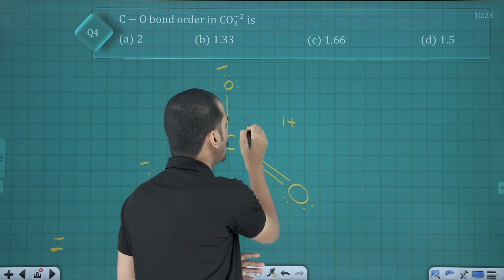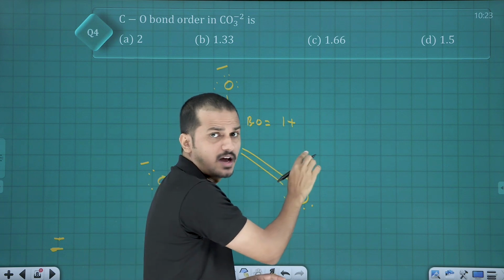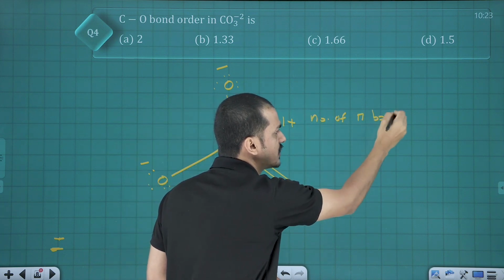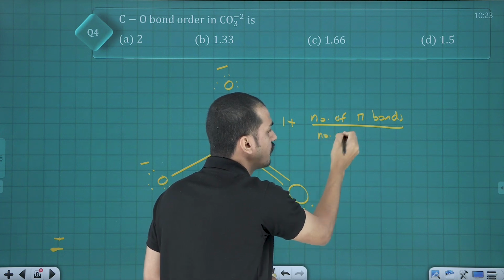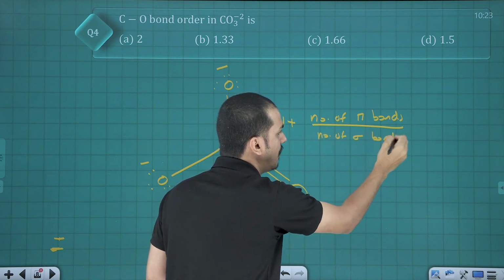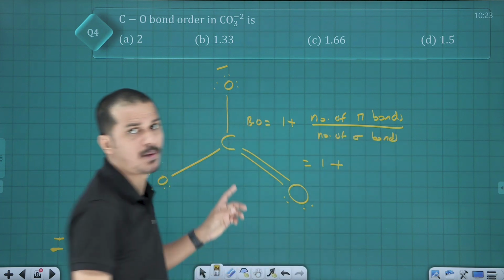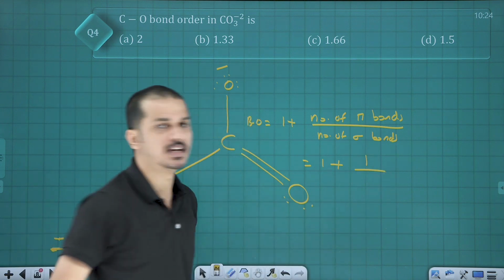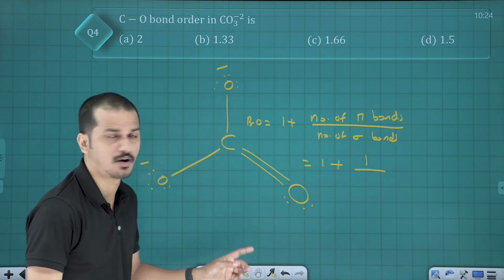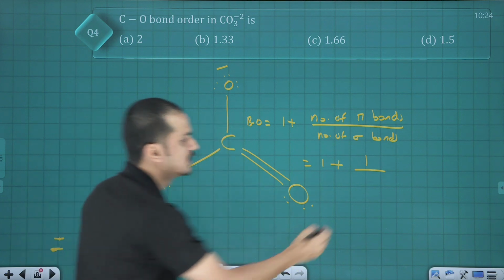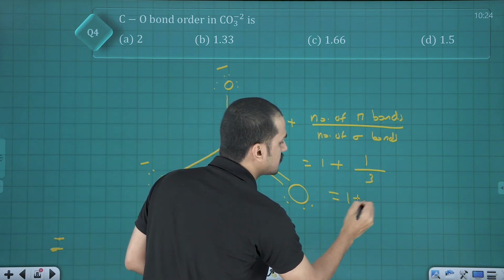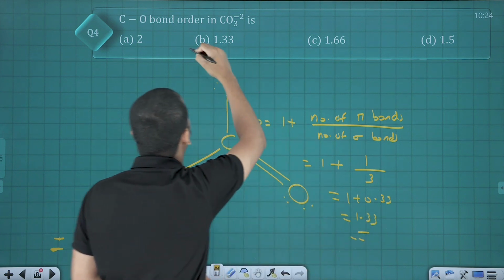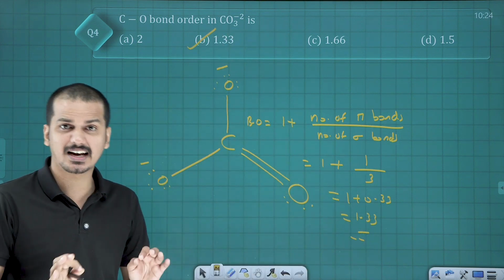In the case of resonance, we will use the formula: bond order is 1 plus number of pi bonds divided by number of sigma bonds. How many pi bonds are between carbon and oxygen? 1, divided by how many sigma bonds are there between carbon and oxygen? 1, 2, 3. 3. So 1 plus 1 by 3, that means 1 plus 0.33, that means 1.33 is the bond order. Option B is the correct answer.